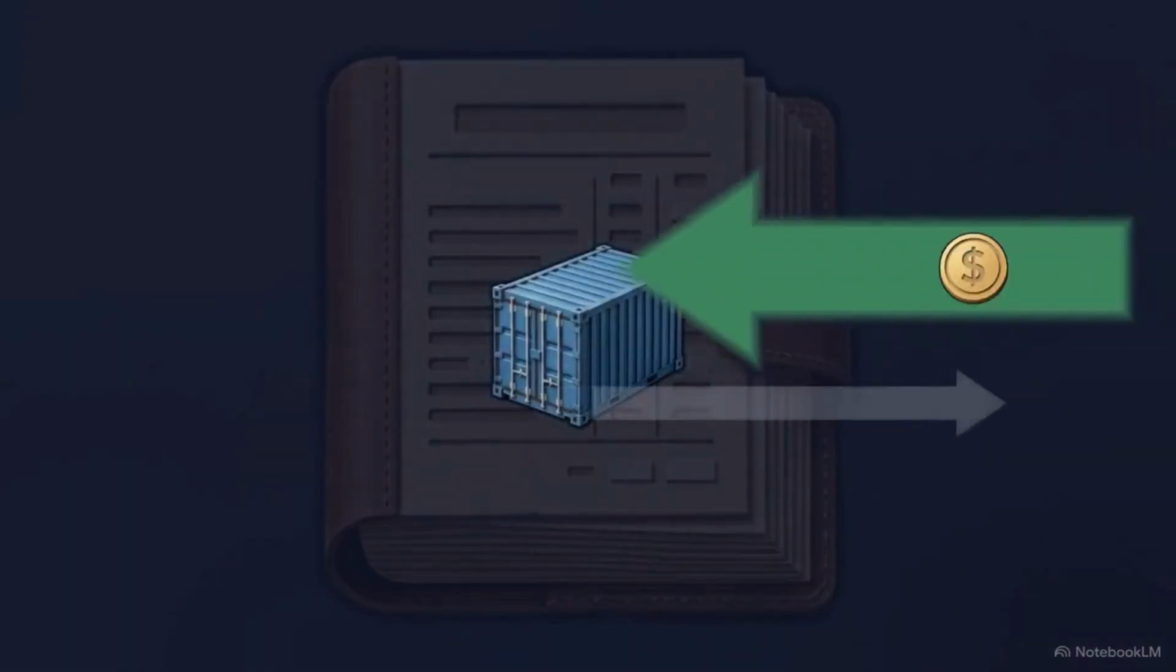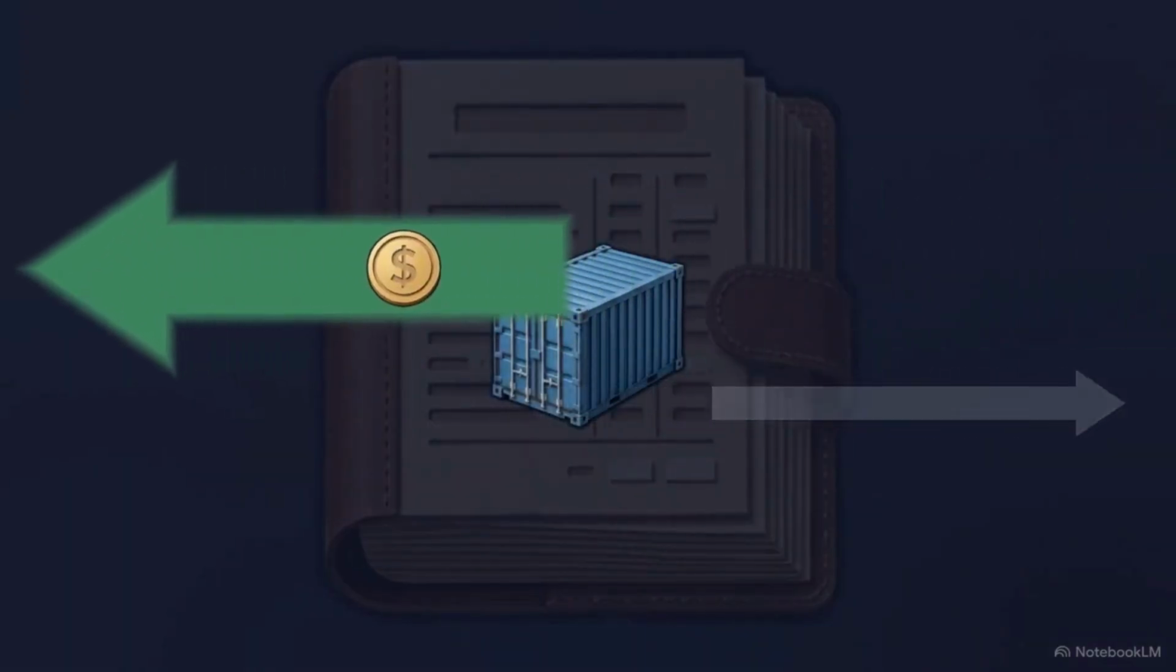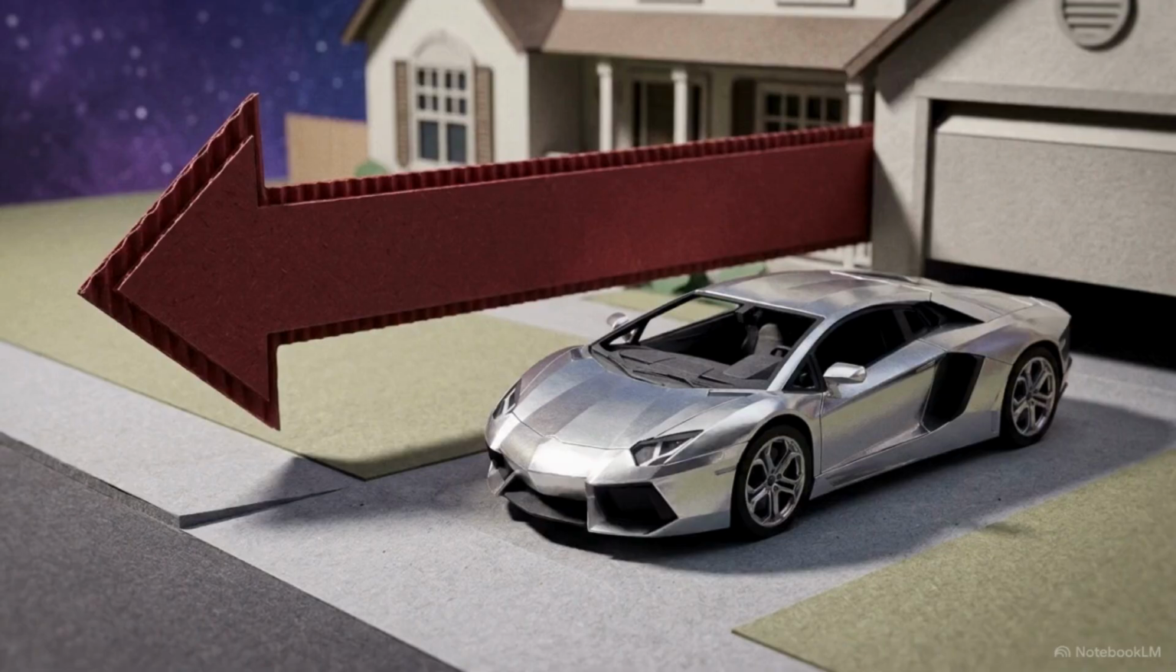In these calculations, we ignore the physical direction of the cargo and look only at the movement of the money. If a domestic resident buys a German car, money flows out to Germany, creating an import debit.